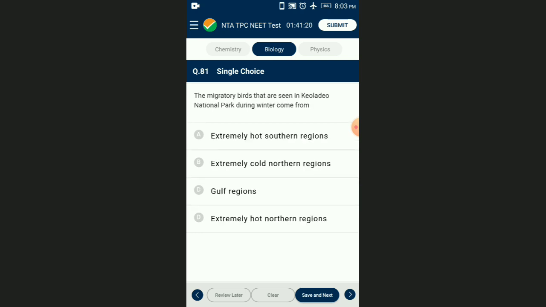Question number 81. The migratory birds that are seen in Keoladeo National Park during winter come from: Migration is strategy adopted by certain bird population to avoid abiotic stress like extreme temperature. Every winter, the famous Keoladeo National Park in Bharatpur, Rajasthan, hosts thousands of migratory birds coming from Siberia and other extremely cold northern regions. So the answer is option B, extremely cold northern regions.